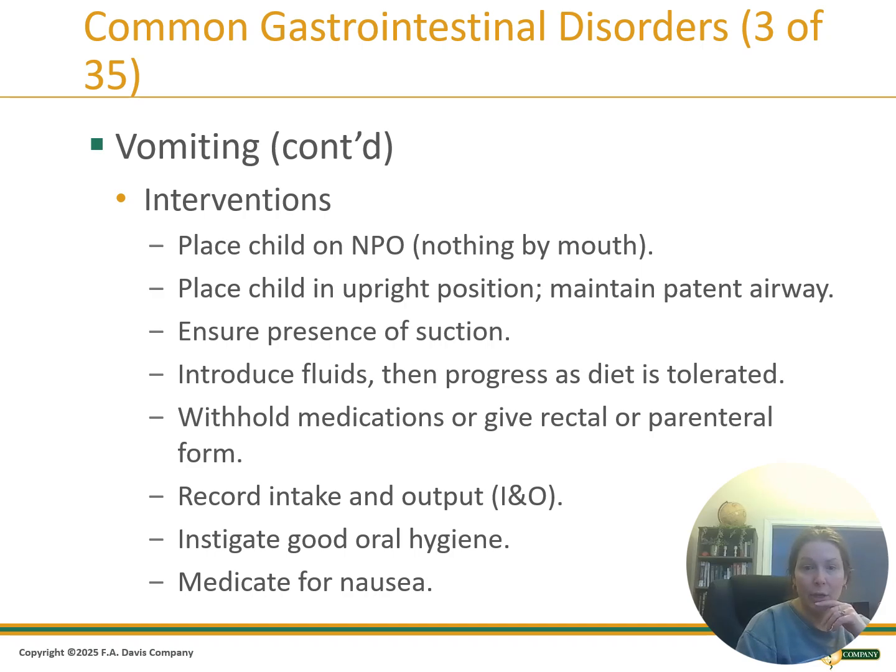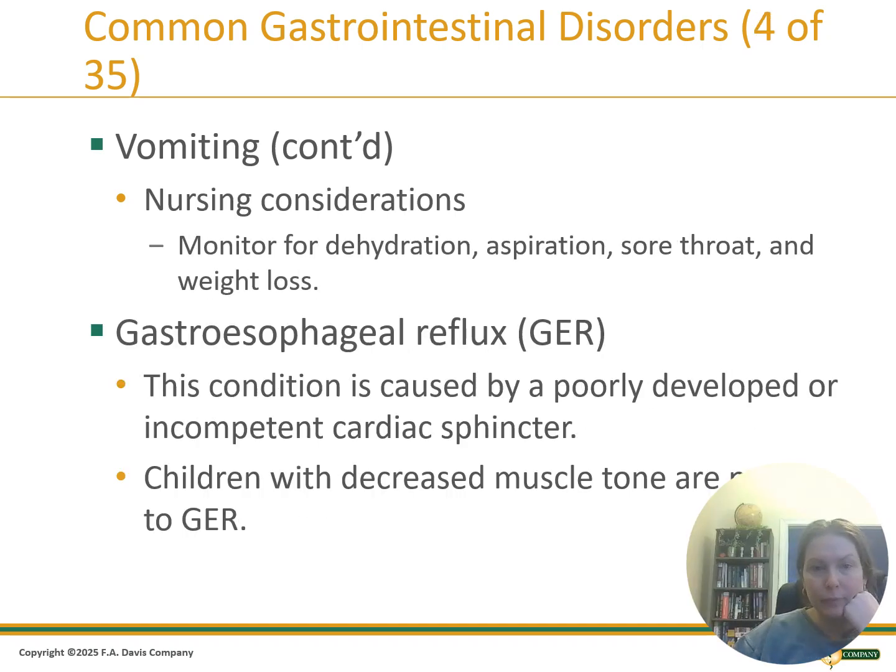So we want to make sure that we have our child on I's and O's, so recording their intake and output, educating the parent on what this means. So having them tell you, oh, they drank half of this juice, we had a wet diaper, and having them save the wet diapers so that they're able to be weighed. We do want to talk to the parents about good oral hygiene during the vomiting episodes, and then also use any antiemetics that we can to help prevent nausea and vomiting that would be interfering with our hydration status. So for our nursing considerations, we are going to be monitoring for dehydration, aspiration, sore throat, and also weight loss.